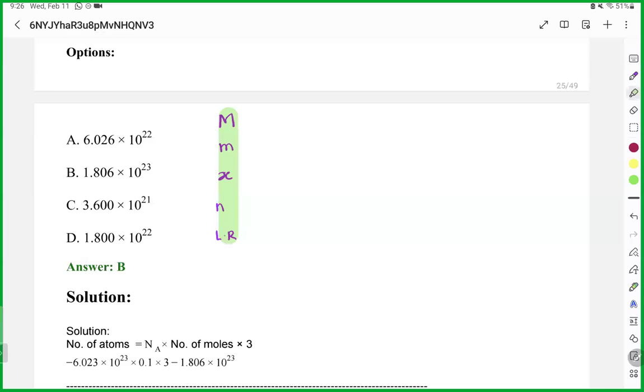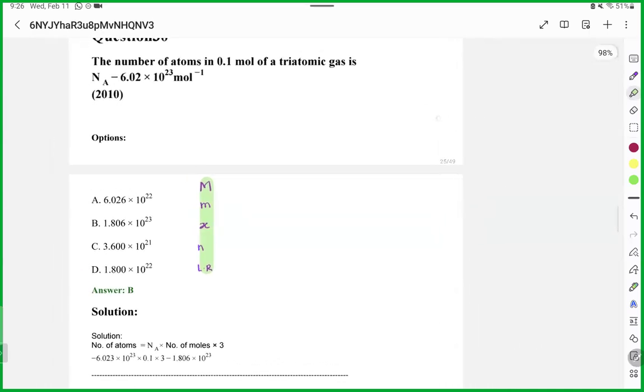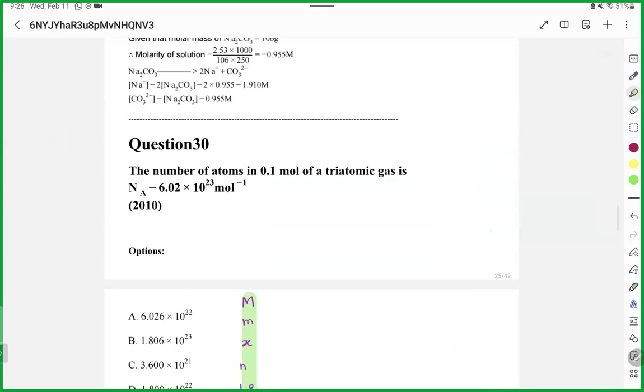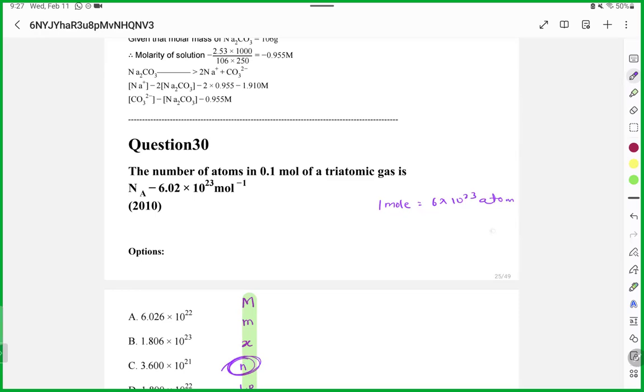And basic math. For example, even in this question, if you are calculating number of atoms in 0.1 mole of triatomic gas, NA is this. What are you doing? You are using Avogadro number. Total number of moles is given. Number of atoms, you know, one mole has 6 into 10 raised to power 23 atoms. Same formula of this N, number of moles. Nothing else. So theory of this chapter is easy. You have to solve too many questions, especially for the calculation part, to make it fast.